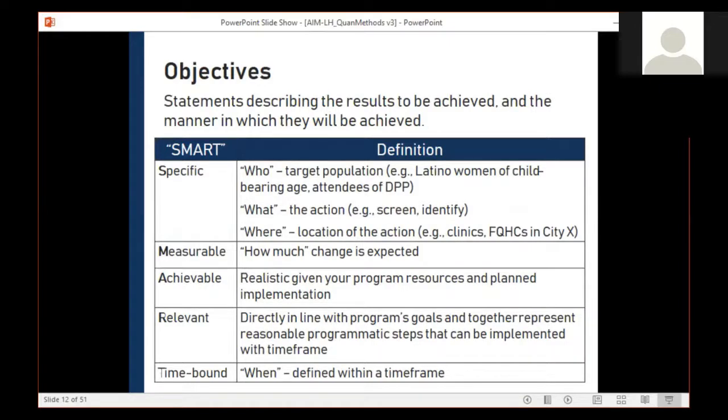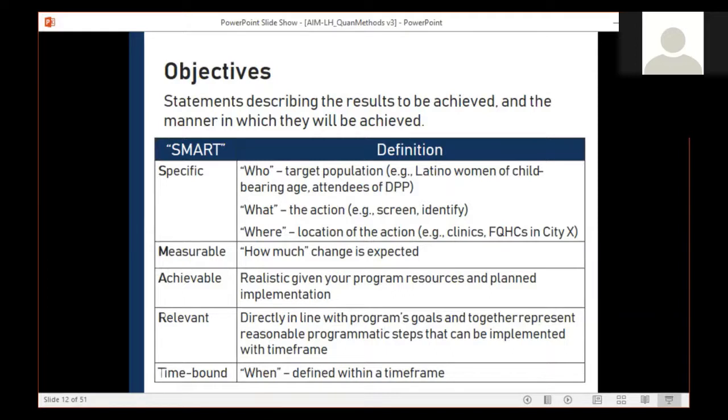than goals. They are the mileposts you will pass along the way to achieving those program goals. And because objectives detail program activities, you usually need multiple objectives to address a single goal. SMART objectives, when well written, are really that first step in being able to evaluate progress.